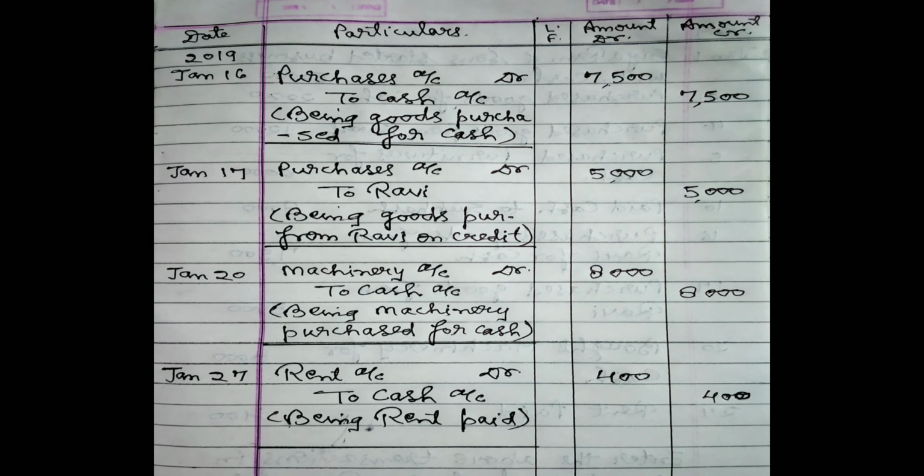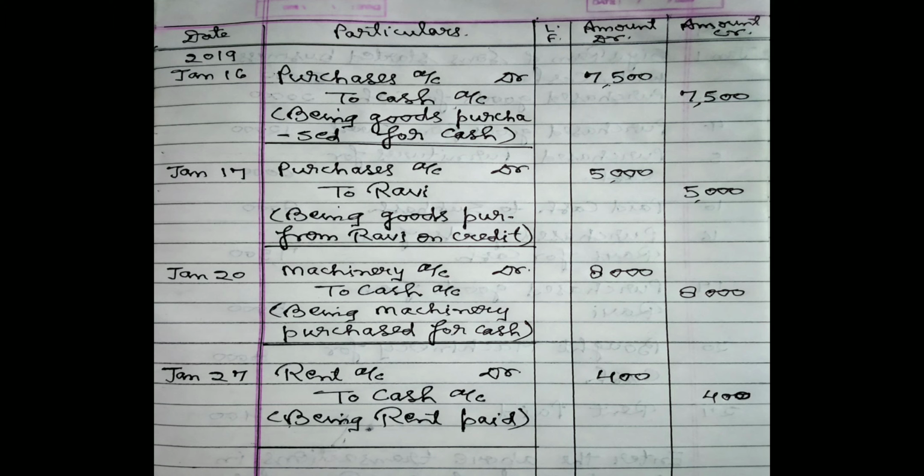Now on 16 January we again purchased some goods. So goods come, we will write here purchases account debit and money goes. So we will write here to cash account, being goods purchased for cash, rupees 7,500. And on January 17, we purchase goods from Ravi. It means it's a credit purchase. So purchase account debit and to Ravi, being goods purchased from Ravi on credit, rupees 5,000.